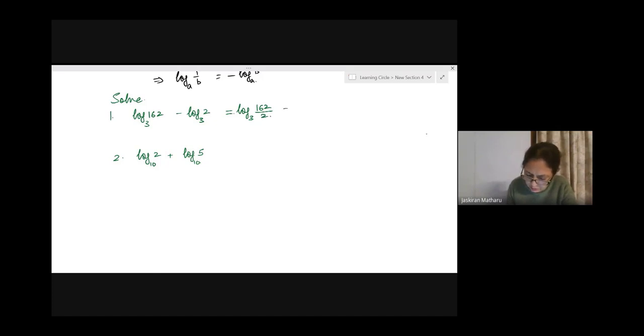So this will become log 81 to the base 3. And this can be written as log 3 raised to the power 4 to the base 3, or 4 times log 3 to the base 3. Since we know log 3 to the base 3 is 1, it is simply 4.